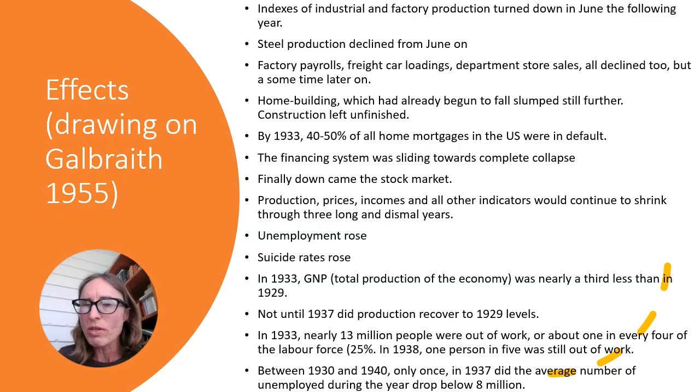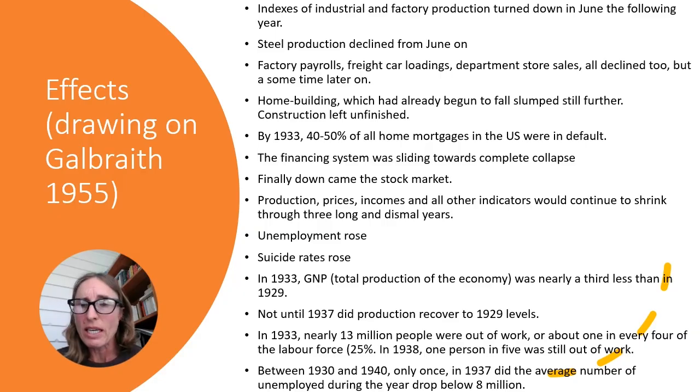Finally, down came the stock market completely. Production, prices, incomes, and all other indicators would continue to shrink through 3 long and dismal years. Galbraith tracks unemployment rates, showing how they rose dramatically during this period. He also investigates the popular claim that suicide rates rose, and he tracks that statistically as well, providing evidence to support it, particularly during the Great Depression stage, and less so after the initial Great Crash.